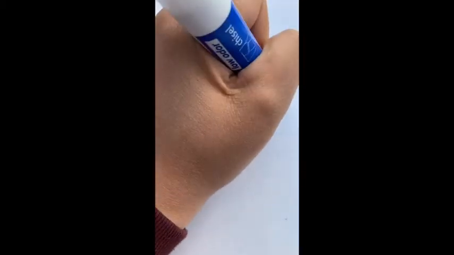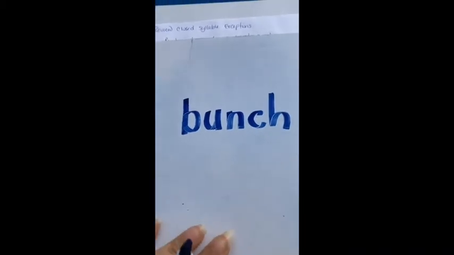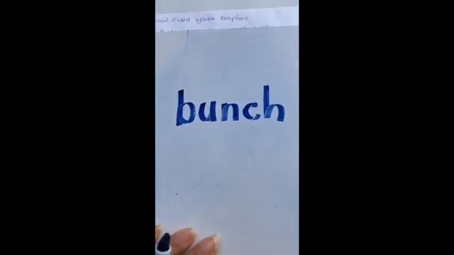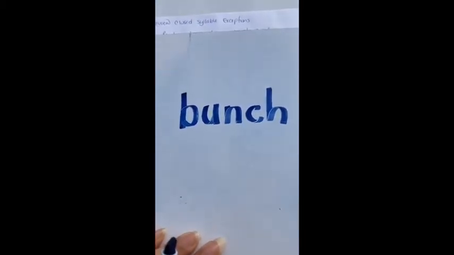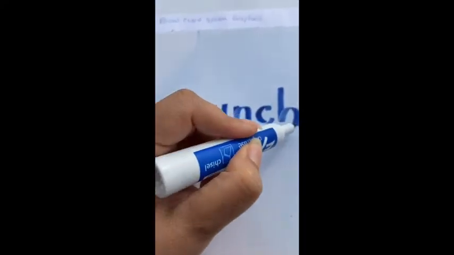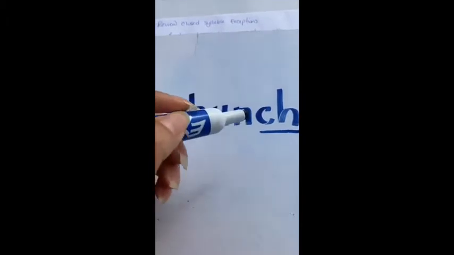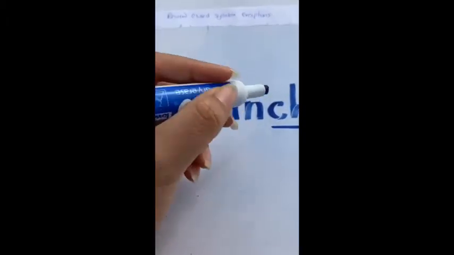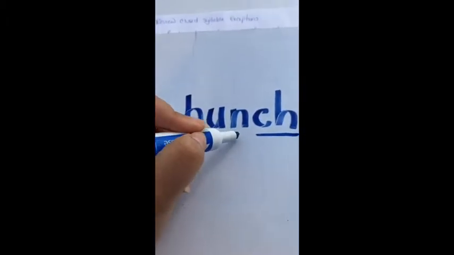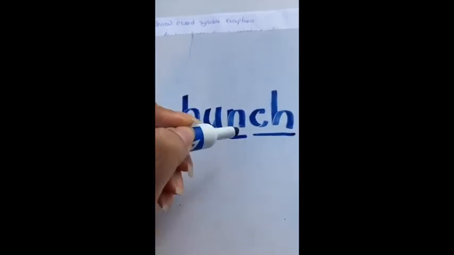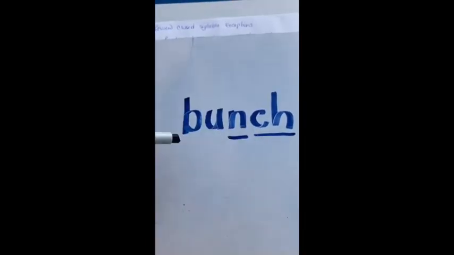What do you notice about the word bunch? I notice that there's a digraph blend. I have the CH, which is my digraph. And remember, a digraph is two consonants together that are making one sound. And the N is blending in with the digraph. So NCH is my digraph blend.